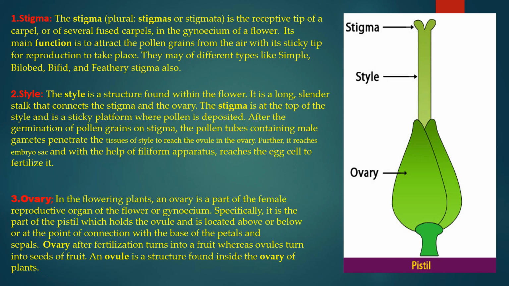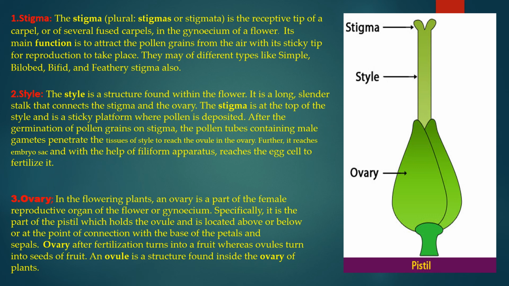The second part is the style. The style is a structure found within the flower. It is a long, slender stalk that connects the stigma and the ovary. The stigma is at the top of the style and is a sticky platform where pollen is deposited. After germination of the pollen grains on the stigma, the pollen tube containing male gametes penetrates the tissue of the style to reach the ovule in the ovary. Further, it reaches the embryo sac and, with the help of the filiform apparatus, reaches the egg cell to fertilize it. So that is the main function of the style, to facilitate the development of the pollen tube to reach the ovary.